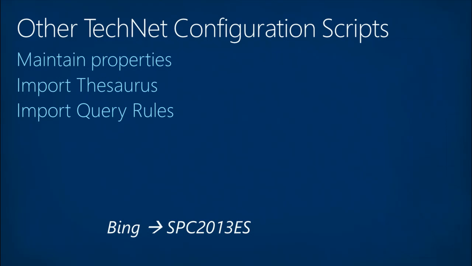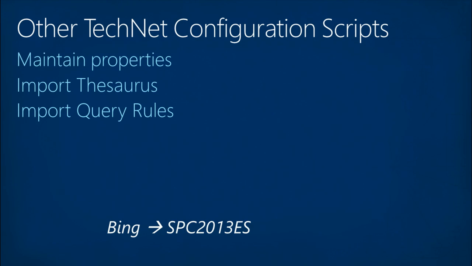These are three scripts that exist today out on TechNet. So maintain properties, that lets you do your managed properties, your crawl properties, and the mapping between them. So you set up an XML file, run the script pointing at the XML file, and it'll create it for you. Import thesaurus, and then import query rules. Those both act off of CSV files. So you can bring that in. These are not part of migration. These are configuration things that take you straight into 2013. So you'd bypass the 2010 mode.